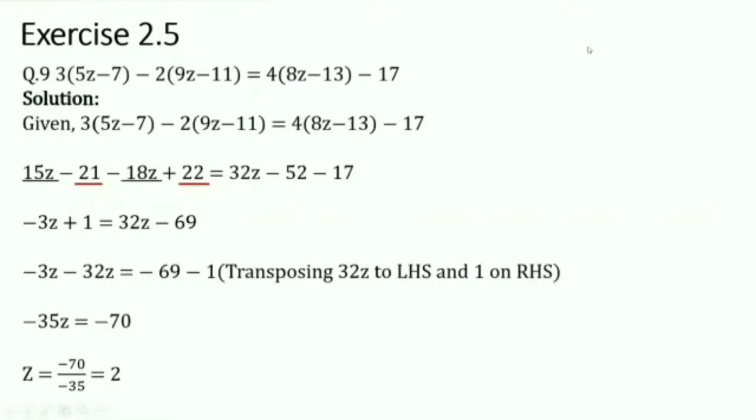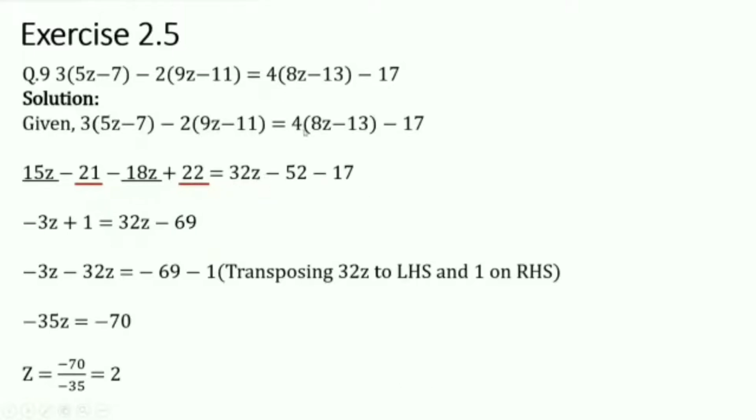Question 9. 3 into 5z minus 7 minus 2 into 9z minus 11 is equal to 4 into 8z minus 13 minus 17. So here on the left hand side, first we'll open the brackets. So 5 into 3, that is 15z, minus 7 into 3 is minus 21, minus 2 into 9z, that is minus 18z, and minus 2 into minus 11, that is plus 22.